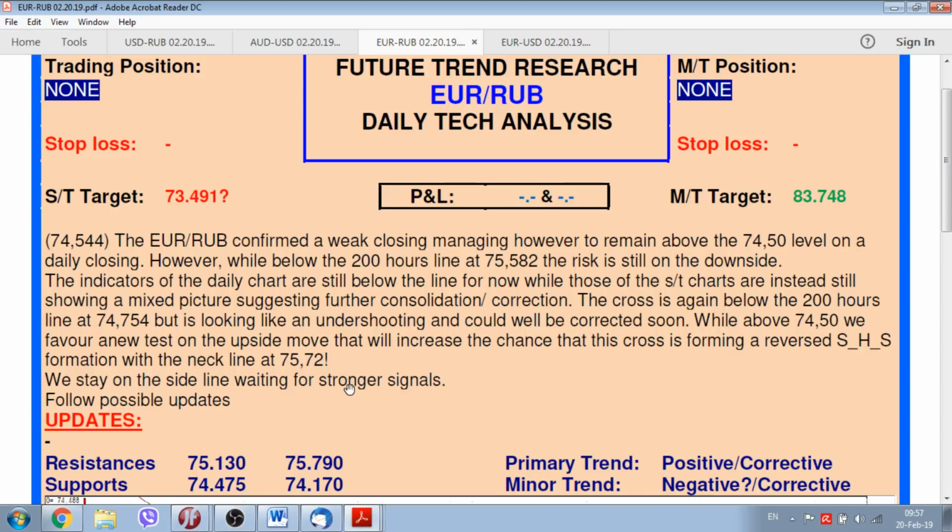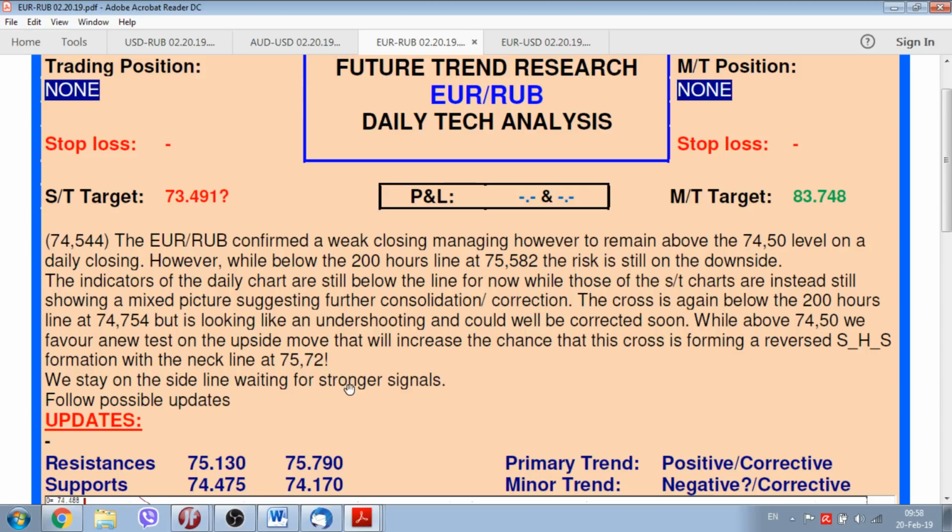Indicators of the daily chart are still below the line for now, while those of the short-term charts are instead still showing a mixed picture, suggesting further consolidation correction. The cross is again below the 200 hours line located at 74.75, but is looking like an undershooting and could well be corrected soon.